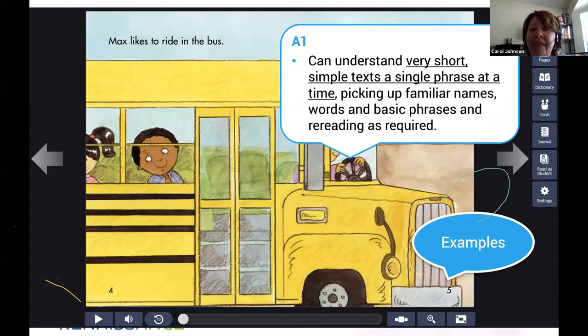This book is an example of that that comes from Ion. "Max likes to ride in the bus." Notice it's a very simple present tense sentence. It's not too long. It's just got one prepositional phrase. It's using one of the first verbs taught, likes, which gives you likes plus an infinitive. I mean, see how that would be comprehensible to a student at an A1 level. Now, candidly, it could have many more sentences also, but as long as it was limited to that kind of simple short structure with familiar vocabulary, it would be comprehensible input to an English learner at A1.